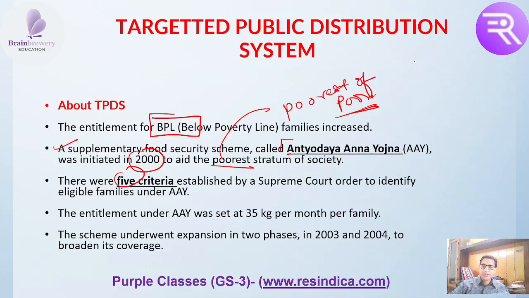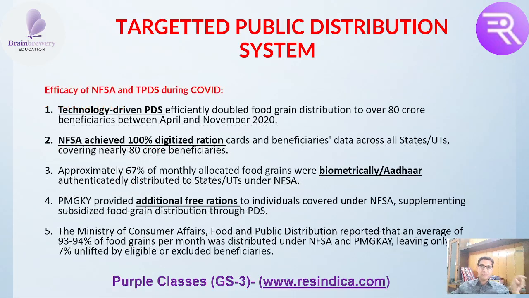So under the Antyodaya Anna Yojana, they are going to provide 35 kg per month per family. Otherwise, they have 5 kg per head in the family. But in the Antyodaya Anna Yojana, it is 35 kg per month per family. Okay, but slowly as time passed, this scheme got expanded in various phases, like 2003 and 2004, in order to broaden the coverage.